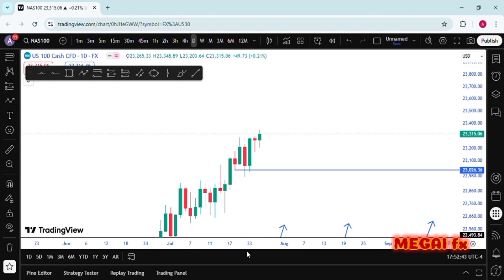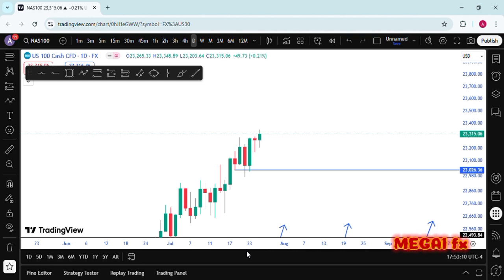SMT divergence is when you have disagreement between two or three pairs that are supposed to be moving together. Pairs that are positively correlated, pairs like Nasdaq, S&P 500 and US 30. These three pairs, they move together. When one is making higher highs, the other one is making higher highs as well.